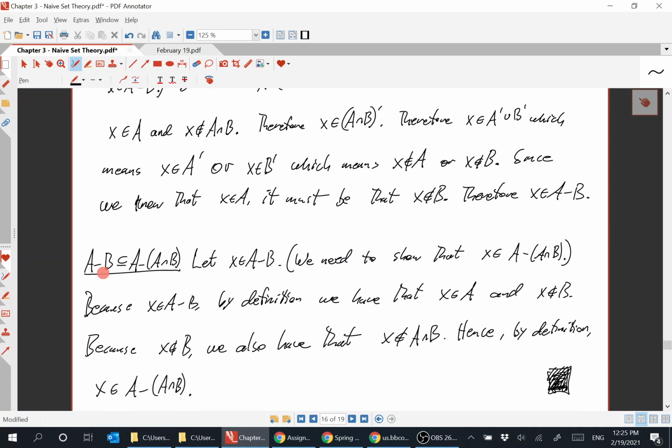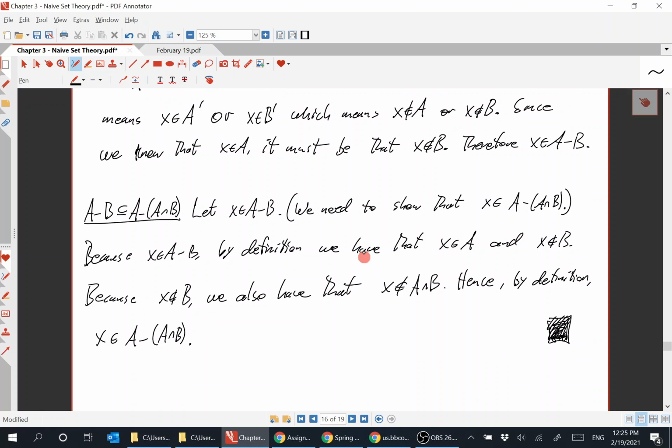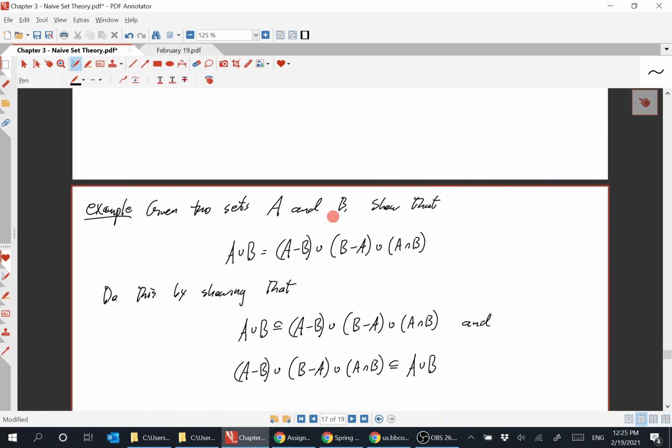And then the reverse containment: the second is a subset of the first. Let X be an element of the second set, and then show that X is an element of the first. And then we did this example. And then we'll do some more as time goes on.